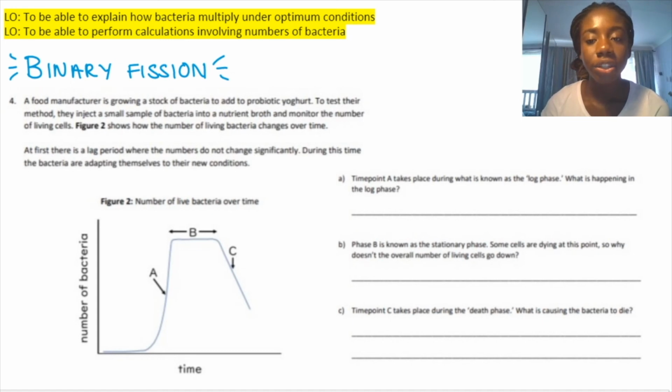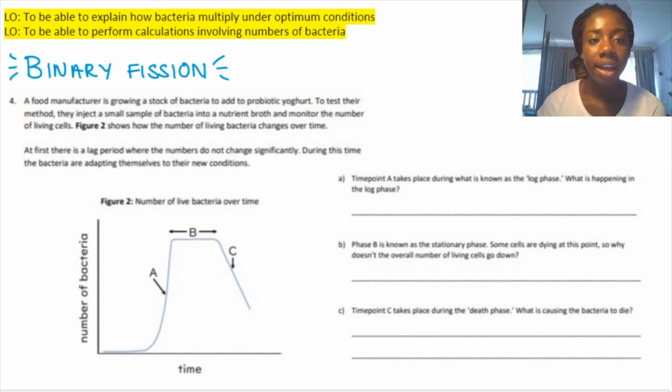So a food manufacturer is growing a stock of bacteria to add to probiotic yogurt. To test their method, they inject a small sample of bacteria into a nutrient broth and monitor the number of living cells. Figure 2 shows how the number of living bacteria changes over time. At first, there is a lag period where the numbers do not change significantly. During this time, the bacteria are adapting themselves to new conditions.